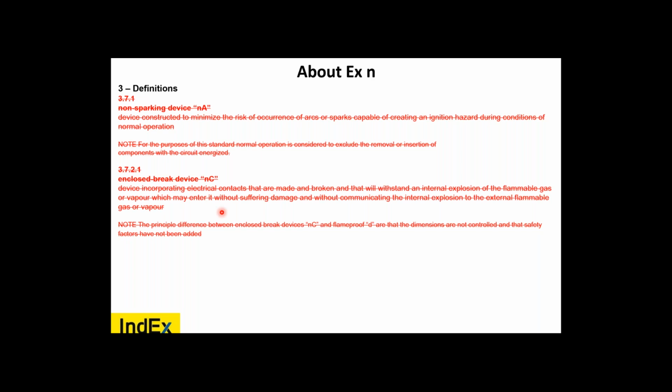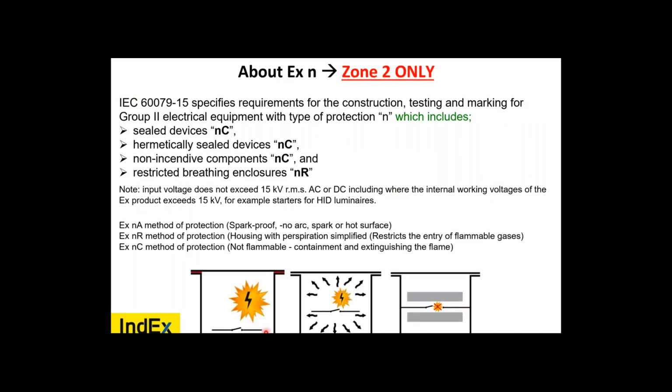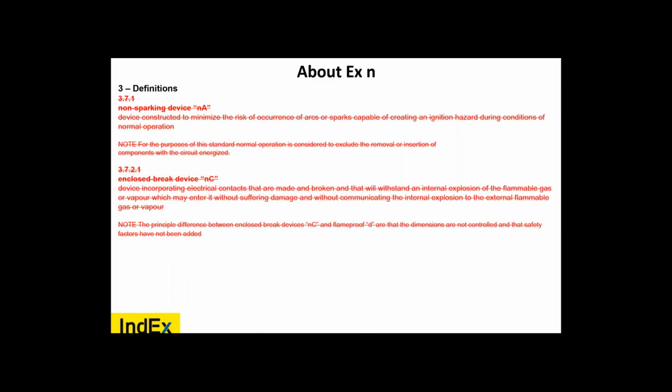Well, they even say in the notes, the principal difference between enclosed break and flameproof is the dimensions are not controlled and safety factors have not been added. Now, the safety factors have been added and it has become EXDC. So NA and enclosed break NC have been removed. So you can see the confusion. EXNC used to have 1, 2, 3, 4, 5 different meanings. You'll learn the other ones as we go along.